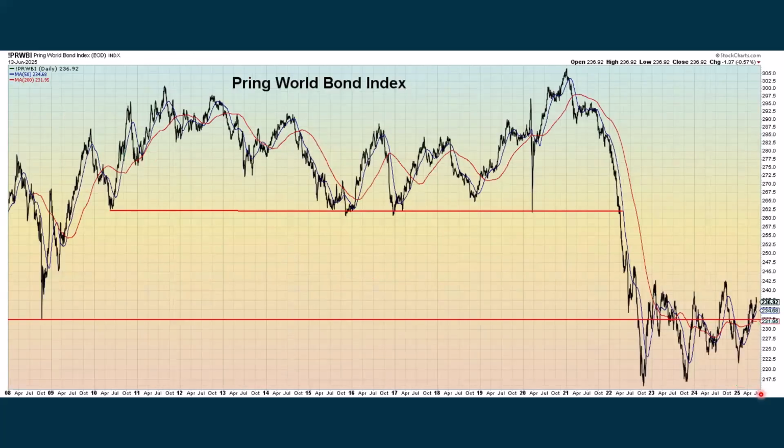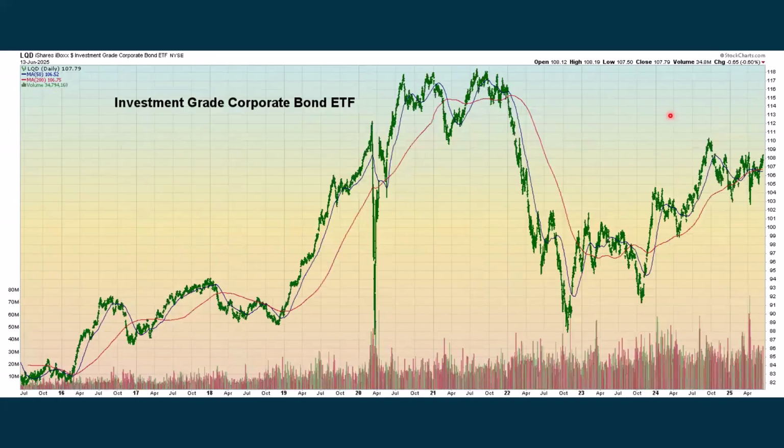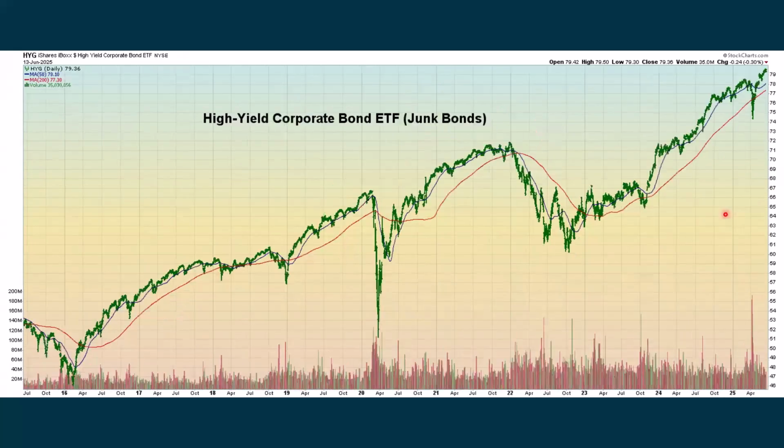The Prime World Bond Index is in an uptrend, and the corporate bond index in a downtrend, but we're above both of the moving averages here. So corporate bonds based on price pretty much in a range lately in 2025. Then this is another way of looking at investment grade bonds, which are more conservative. They're holding up okay, even though they're still in a downtrend. The blue line is slightly below the red line, but we've been just pretty choppy with this index. Then we have junk bonds, which continue to do quite well and are in a more established uptrend.